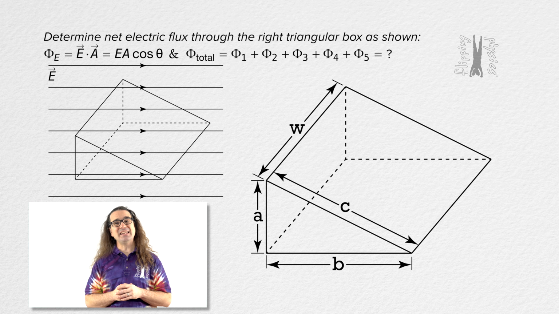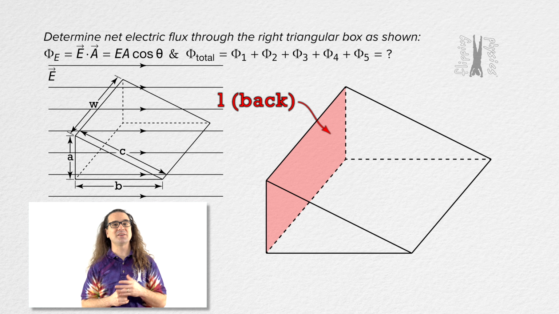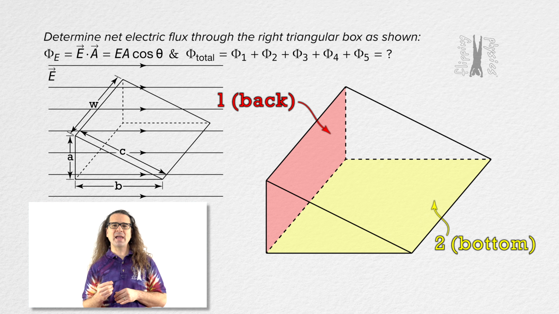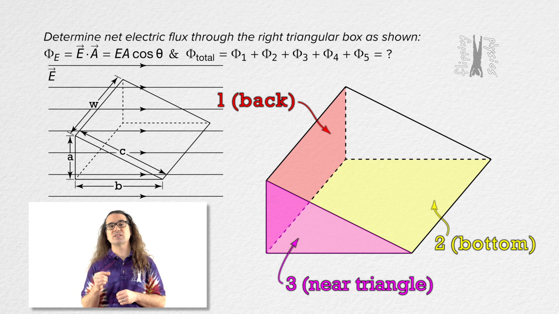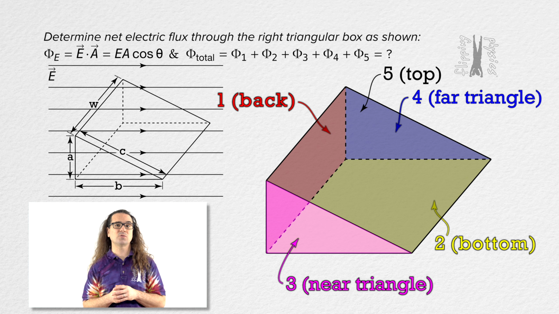So, now we need to identify all 5 sides of the right triangular box. Right. Nice. Let's identify the left rectangular side as side 1 in red, the bottom as side 2 in yellow, the triangular side closest to us as side 3 in pink, the triangular side farthest from us as side 4 in blue, and the top side of the right triangular box, which is formed with the hypotenuse of the right triangle and the width of the box as side 5 in black.